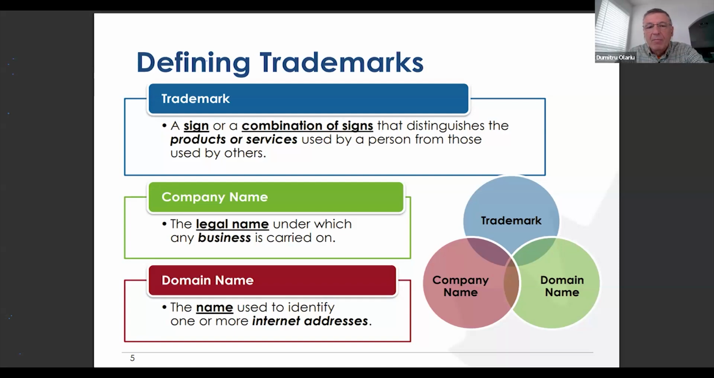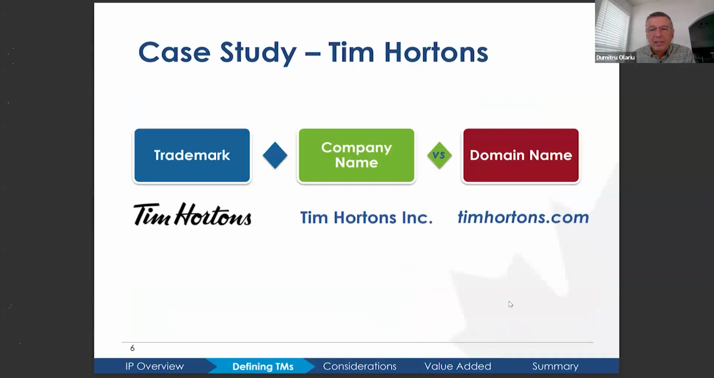A company name, the legal name of a company, may be used as a trademark if it performs that kind of function. I mean, it identifies products and services and is used as an identifier. The same with a domain name, which may work as a trademark. Next slide, please. The next slide shows an example of this kind of trademark.